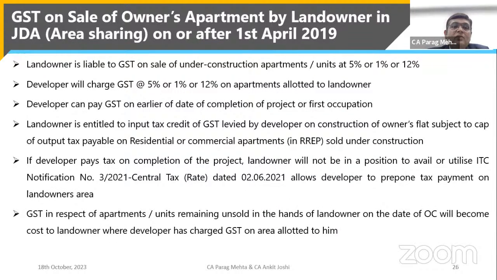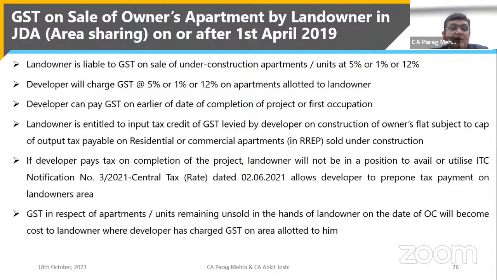Further, landowner is liable to GST on sale of under construction apartments. Developer will also charge GST at 5% or 1% on apartments charged to landowners. Developer can pay GST on earlier of date of completion of project or first occupation. Landowner, as mentioned earlier, is entitled to input tax credit of GST levied by developer on construction of owner's flat, subject to cap of output tax payable on residential or commercial apartments sold under construction.